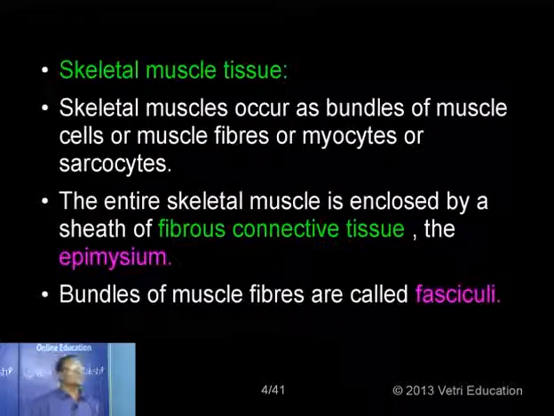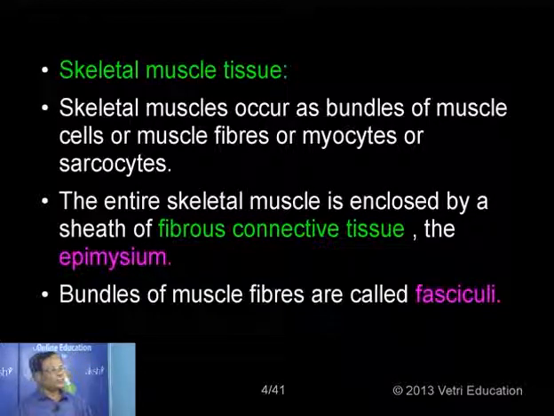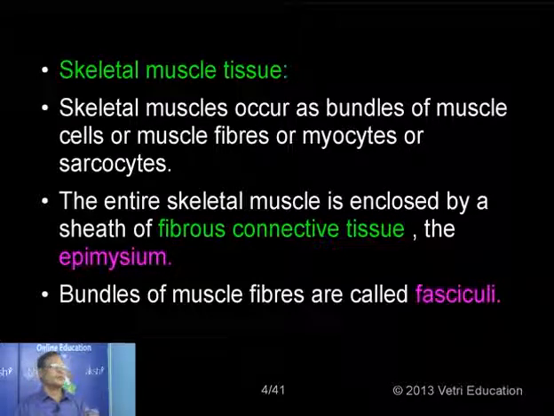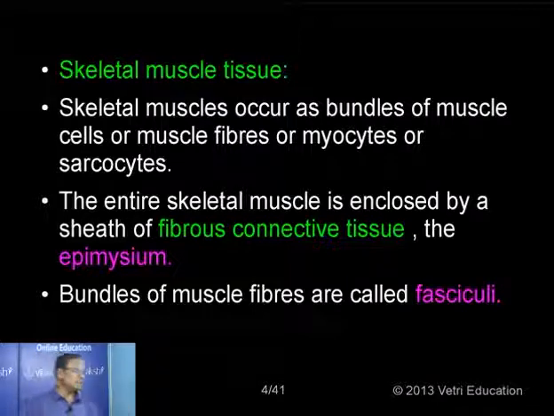Number one, the skeletal muscle tissue. Any type of muscle tissue, whether it is a smooth muscle, skeletal muscle or the heart muscle, is formed of bundles of muscle cells. The muscle cells are also called muscle fibers because they are elongated like a fiber. They are also called myocytes, or sarcocytes; in Greek, sarco means flesh, hence the name sarcocytes. So muscle fibers, muscle cells, myocytes or sarcocytes are all the same.